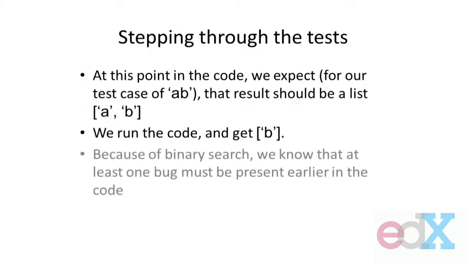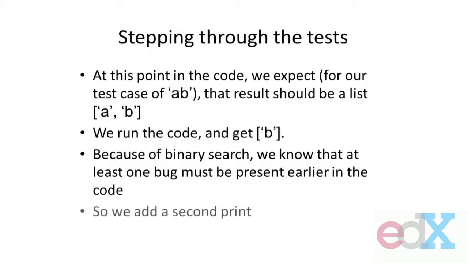Because I'm using binary search, I know that there's at least one bug, there may be more, but there's at least one bug prior to that spot in that print statement. Because when I get to that point, I've got a value that's incorrect. So that's nice. It says, I now know that there's a bug there somewhere, and so I ought to be able to add in another print statement. And I'm going to do that. Let me go back to my code. In fact, let's just look at the code here.